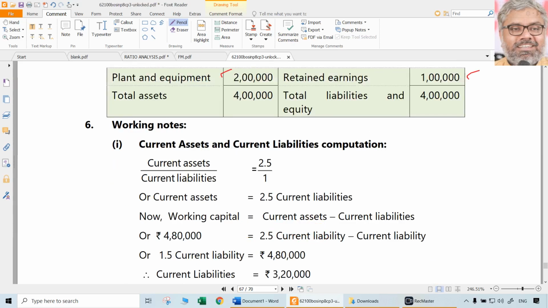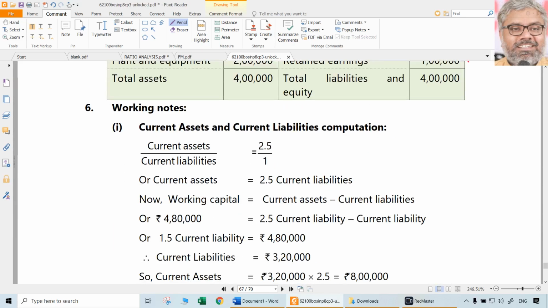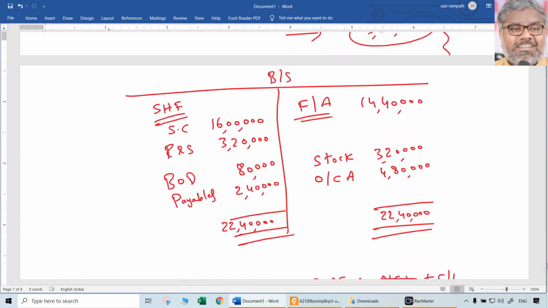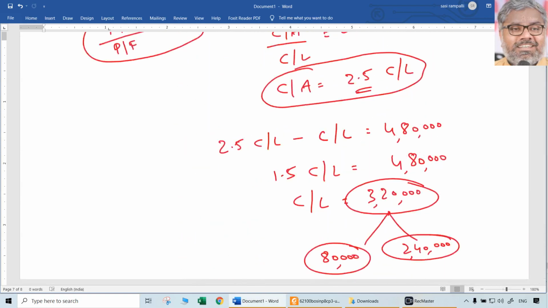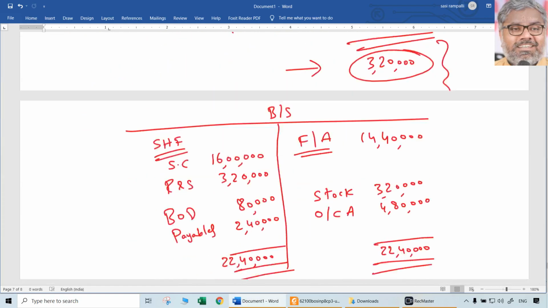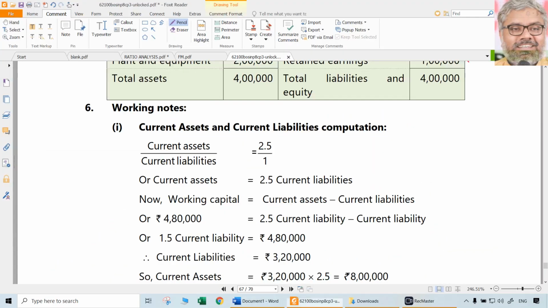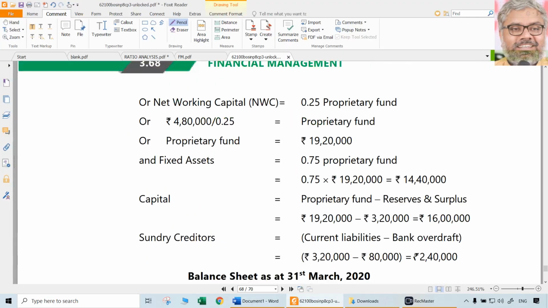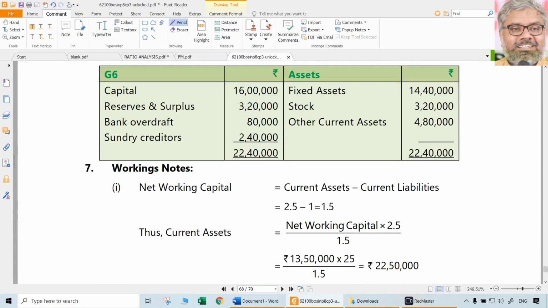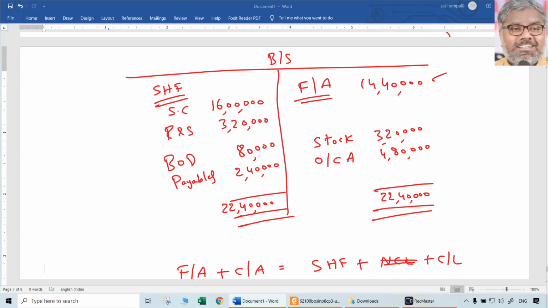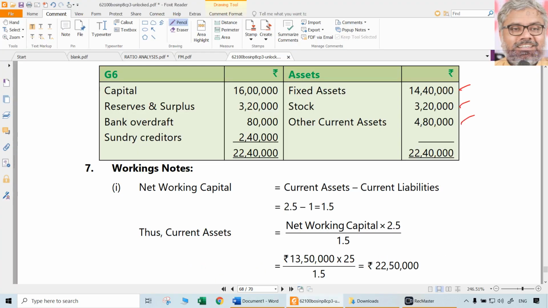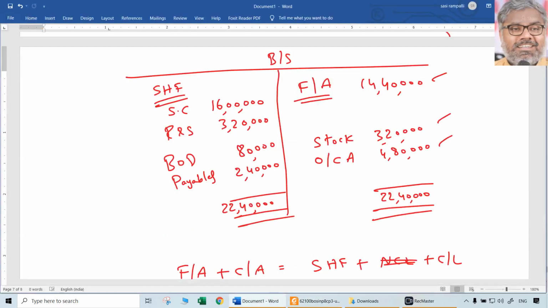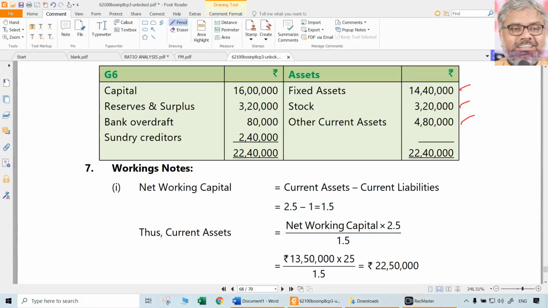What is the answer here? Let us check the final figure. It's question number 6, right? All workings have to be shown. Final answer is this same. Fixed assets 14,40,000. Stock 3,20,000. Since we cannot distinguish the other current assets into cash and receivables, we have to just write it as it is, no option. So total is 22,40,000.